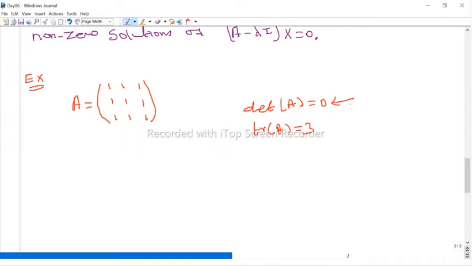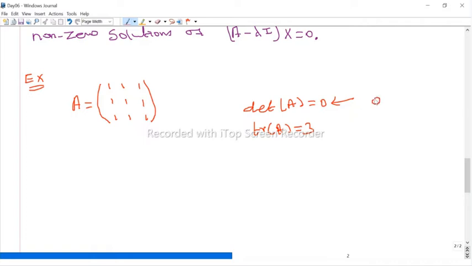Because the determinant is the product of the eigenvalues. The product is 0. Therefore, 0 means what? All the eigenvalues are 0? And the sum is 3, sir. The sum is 3. Therefore, at least one eigenvalue is 0, but not all the eigenvalues are 0. Right?